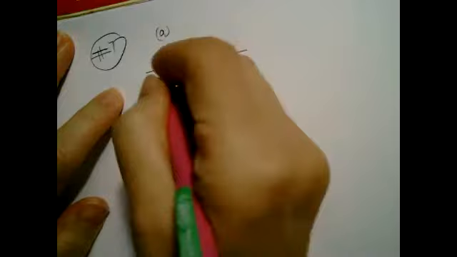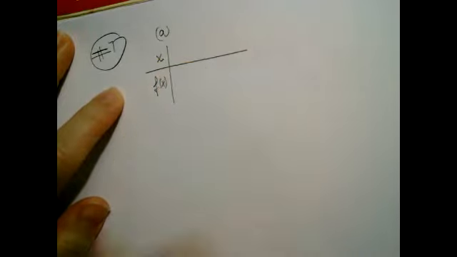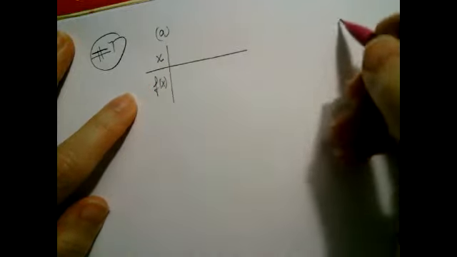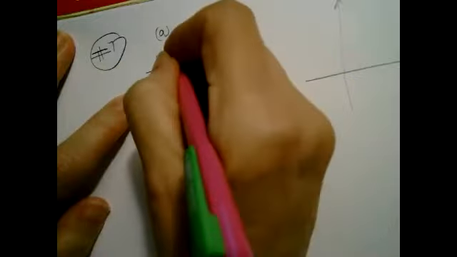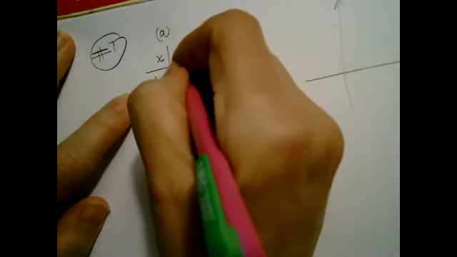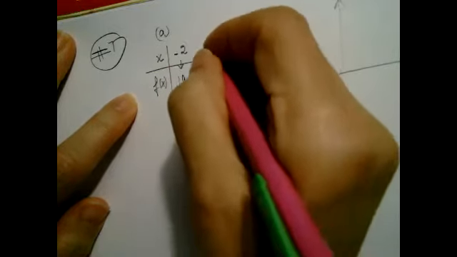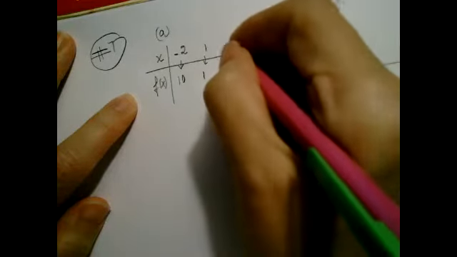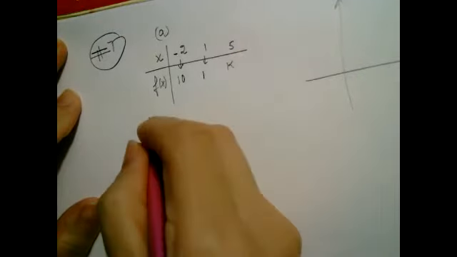The question is, you have a table. This is input and these are the output. And the table tells you that f is linear. It means that when you graph the function, you get a straight line. And they give us some values. They tell me that at -2, the function takes the value 10. At 1, it takes the value 1. And at 5, it takes the value k. And the question is, you have to find k.